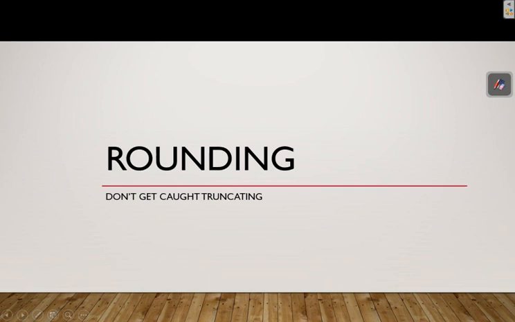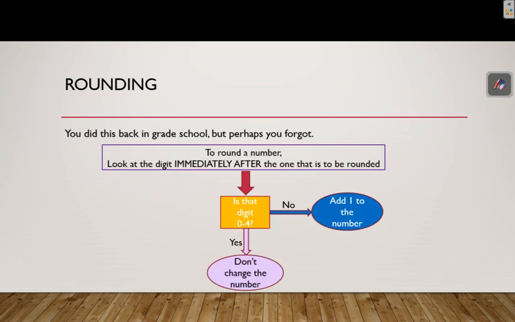Okay, this is a video on rounding, specifically rounding as in rounding correctly and not truncating. You probably remember a little bit of this from grade school, but in case you forgot, here's a flowchart. Look at the digit immediately after the one that you're looking to round, and ask yourself, is that digit a 0, 1, 2, 3, or 4?